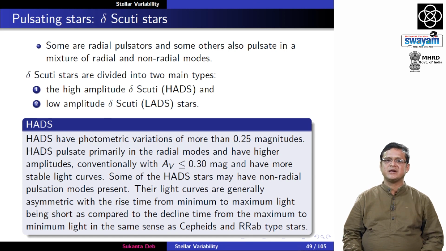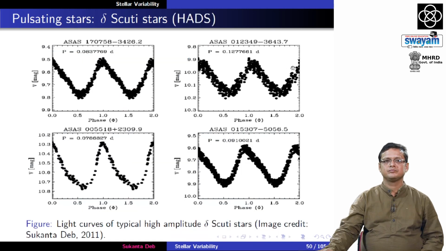The light curves are generally asymmetric, with the rise time from minimum to maximum light being short compared to the decline time from maximum to minimum light, in the same sense as Cepheids and RRab type stars. Here are some examples of high amplitude delta Scuti stars.